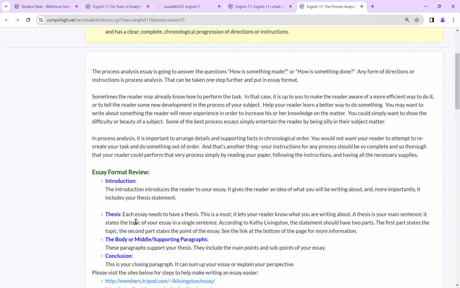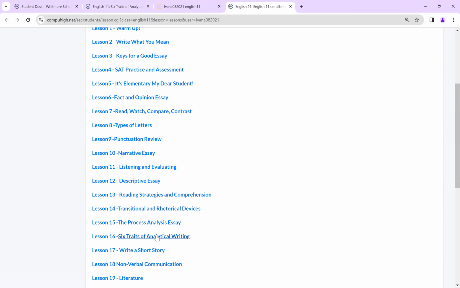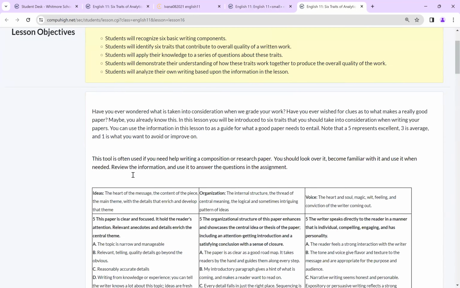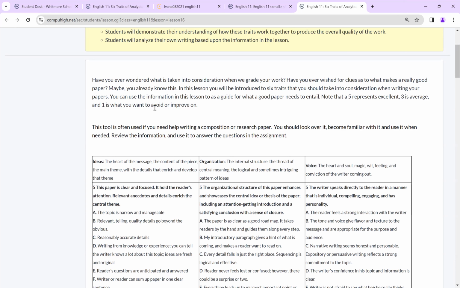All right. So, six traits of analytical writing. You can use the information in this lesson as a guide for what a good paper needs to entail. Note that a 5 represents excellent, 3 is average, and 1 is what you want to avoid or improve upon. This tool is used if you need help writing a composition or research paper, and you should look over it before you start. Okay. All right. So there's a lot of stuff here you can look at.